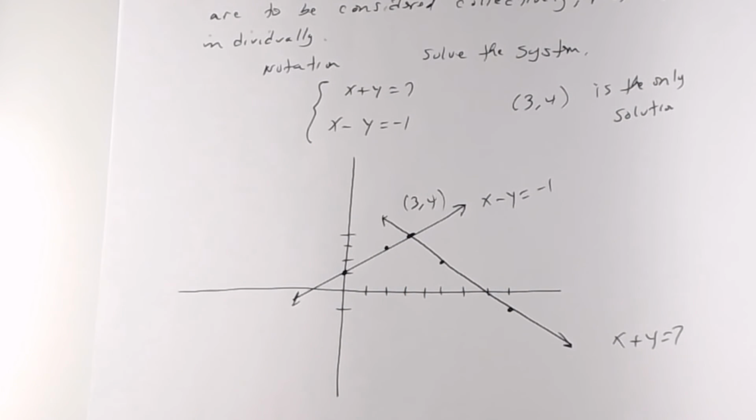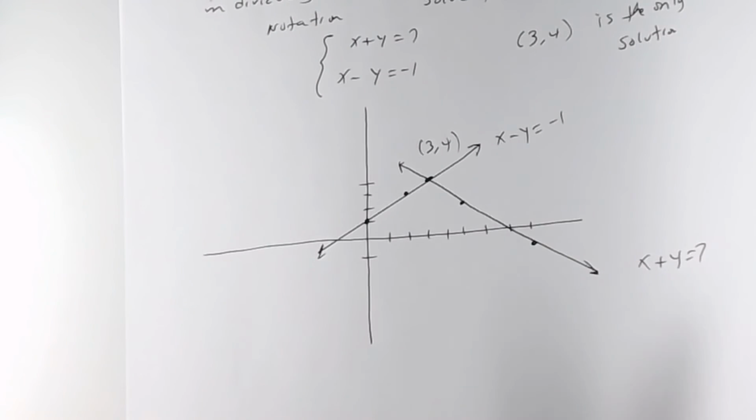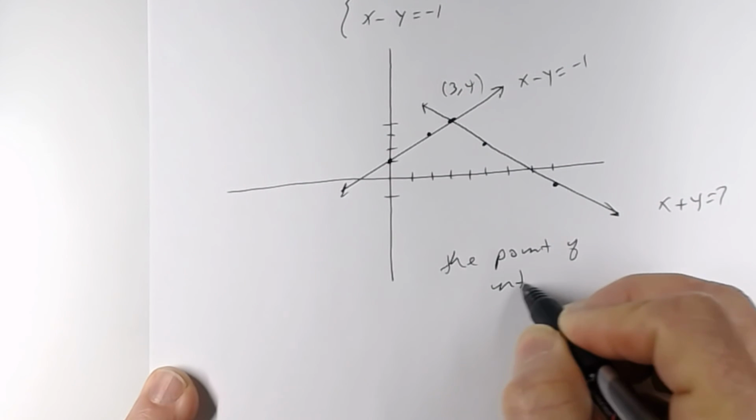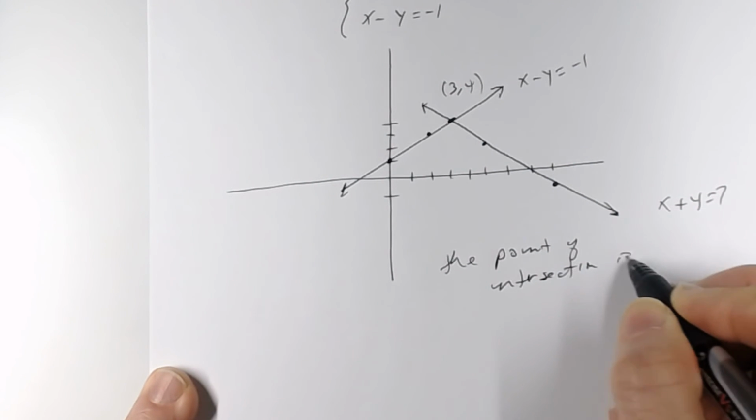So when solving a system, one way is to graph it. That's not the way you want to do it, because you have to be very careful with how you graph things. But one way is to do it by graphing. The point where they intersect is called the solution to the system. So when solving a system by graphing, the point of intersection is the solution.